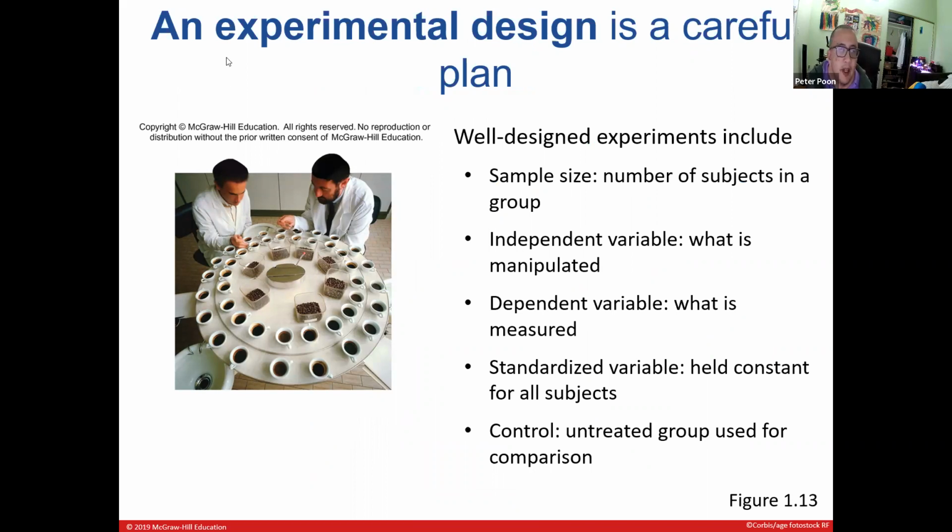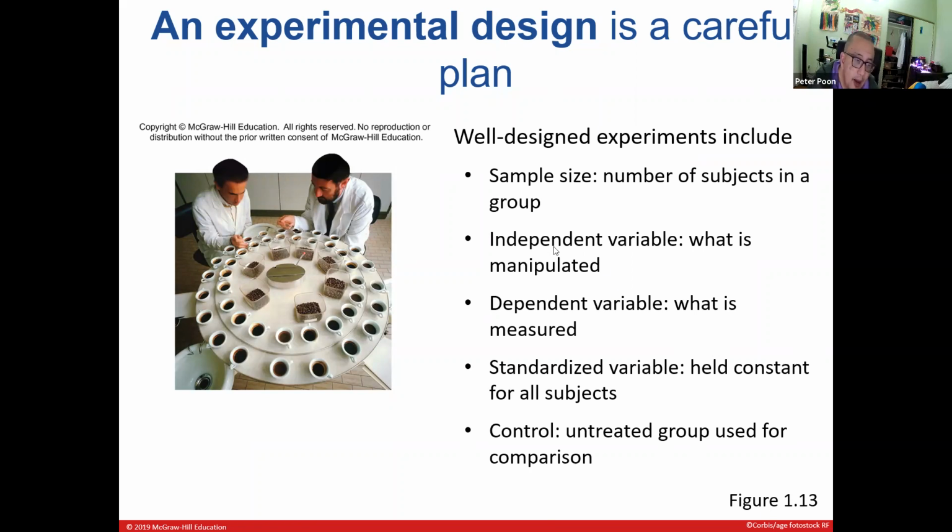So an experimental plan is a careful plan, and it has to involve certain stuff. It has to involve a sample size. The sample size has to be pretty big. It depends on what type of experiment you want to do. For example, for my sample size in flies, it's usually several hundred. In humans, it's probably going to be less than that, like 20, 30 people would be a good sample group.